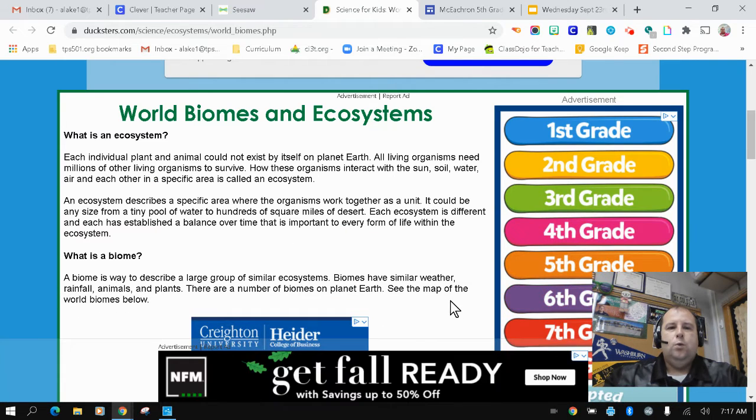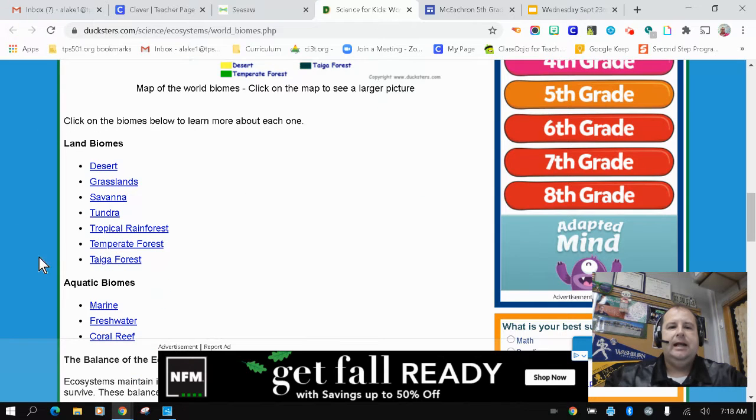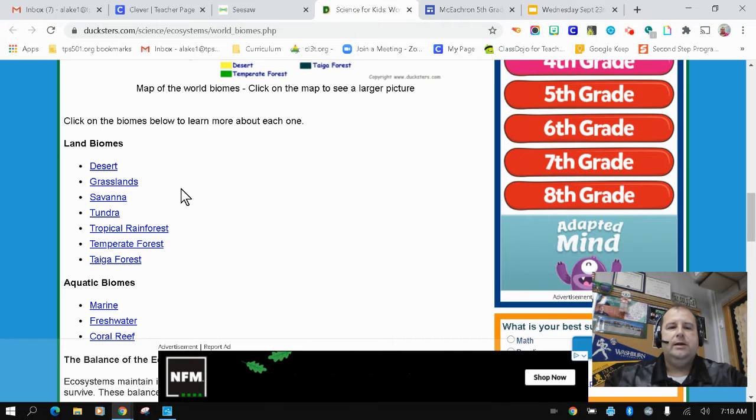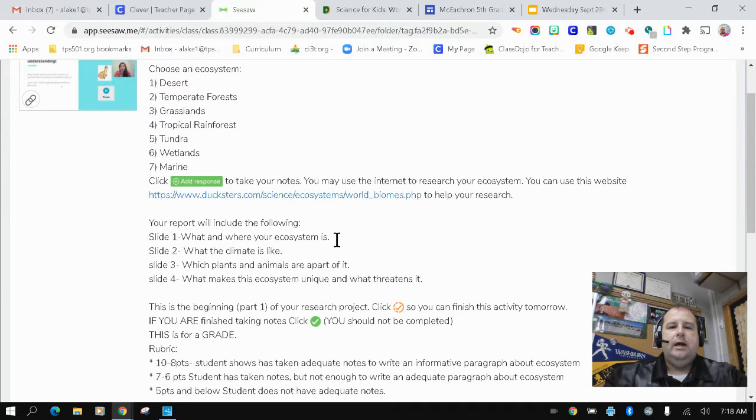to Ducksters, where you will find world biomes and ecosystems. If you scroll to the bottom, land biomes, you will find most of the biomes that you may research. Now, each slide on the activity, slide 1, is what and where your ecosystem is. So you're going to explain where your ecosystem can be found, what the climate is like, that's the weather, which plants and animals are part of it, and what makes this ecosystem unique and what threatens it.